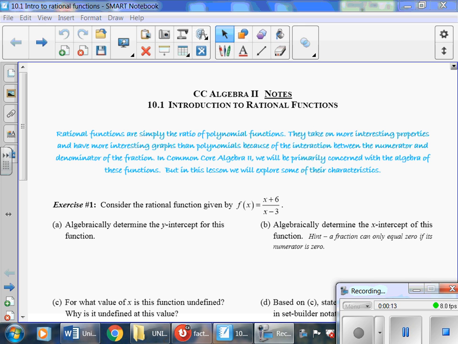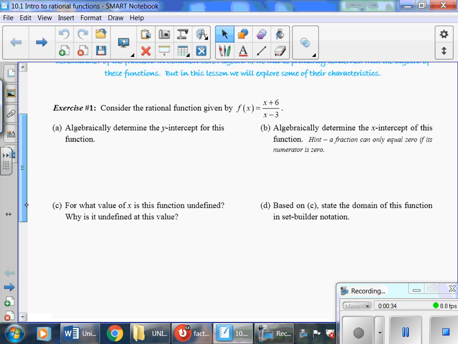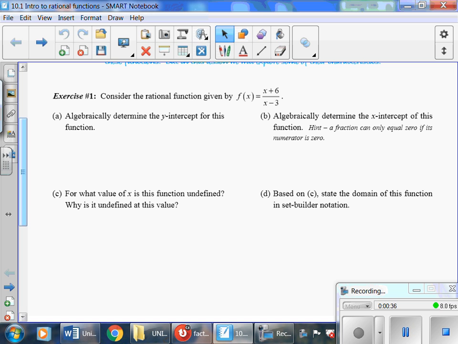Now, we're calling it rational functions, but we're really going to be exploring the algebra of the rational functions, where we're talking about the domain, the range, and basically deciding how we're going to restrict the domain of the functions. So if we take a look at exercise 1, we're going to consider the rational function given by f of x equals x plus 6 divided by x minus 3.